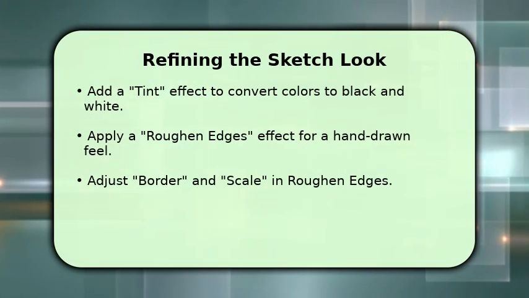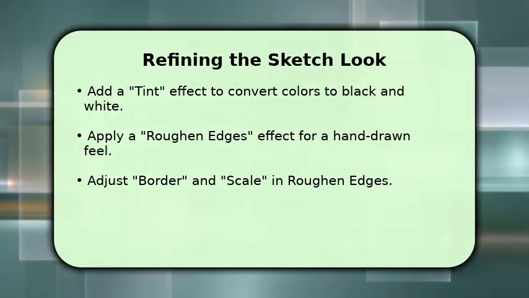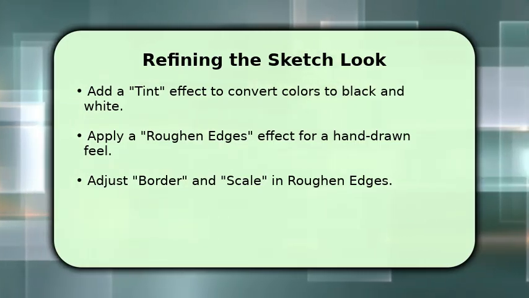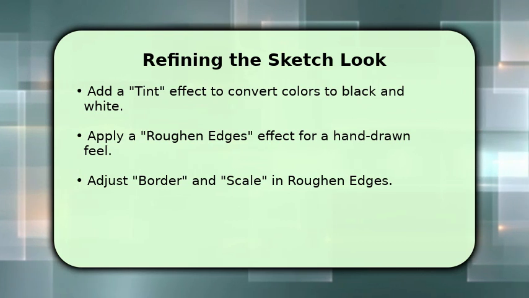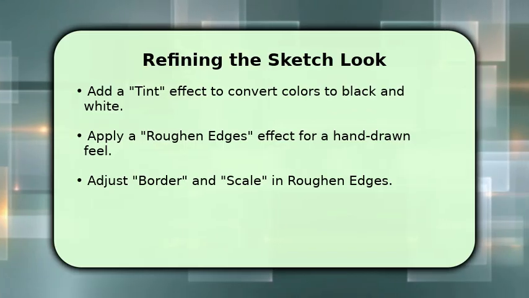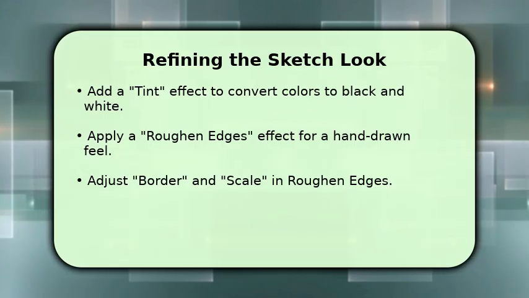To further refine the sketch, add a tint effect to your sketch effect layer. This will convert the image to black and white, enhancing the sketch aesthetic. Then, apply the Roughen Edges effect to give the lines a more organic, hand-drawn quality. Experiment with the border and scale settings to achieve the perfect amount of imperfection, making your sketch truly unique.